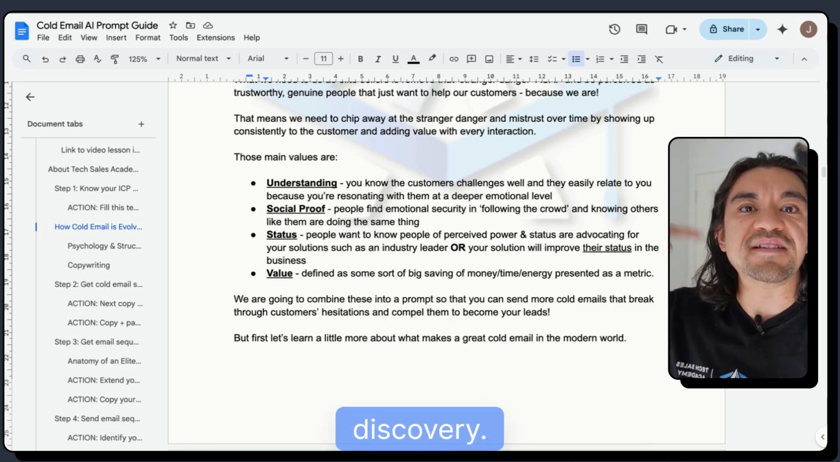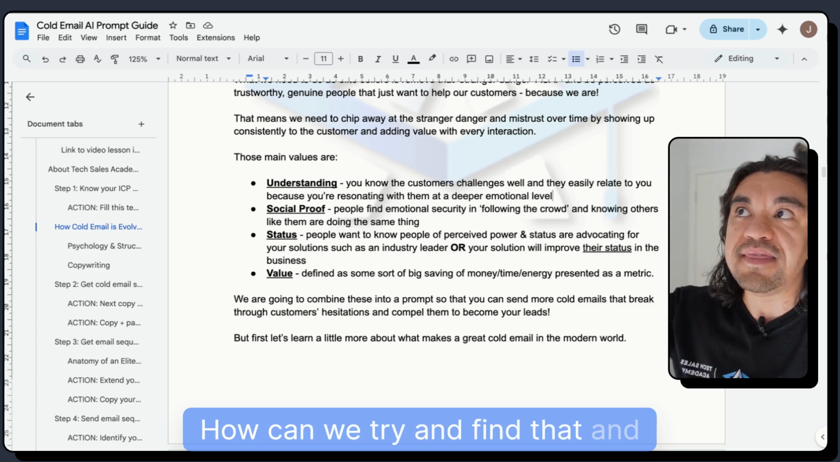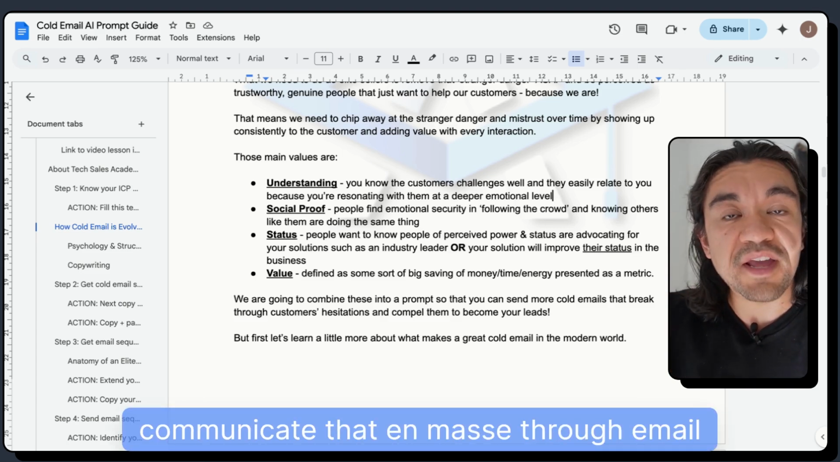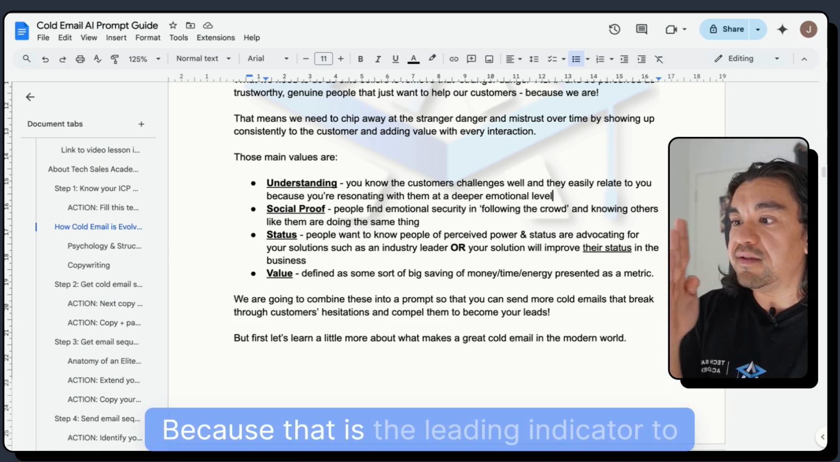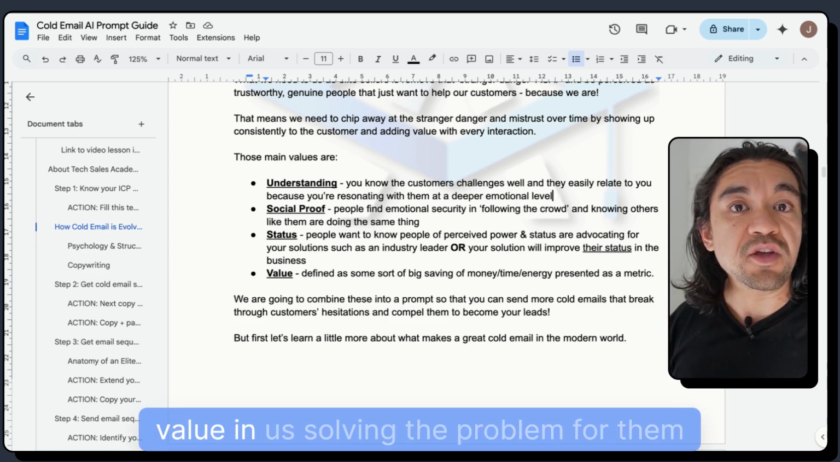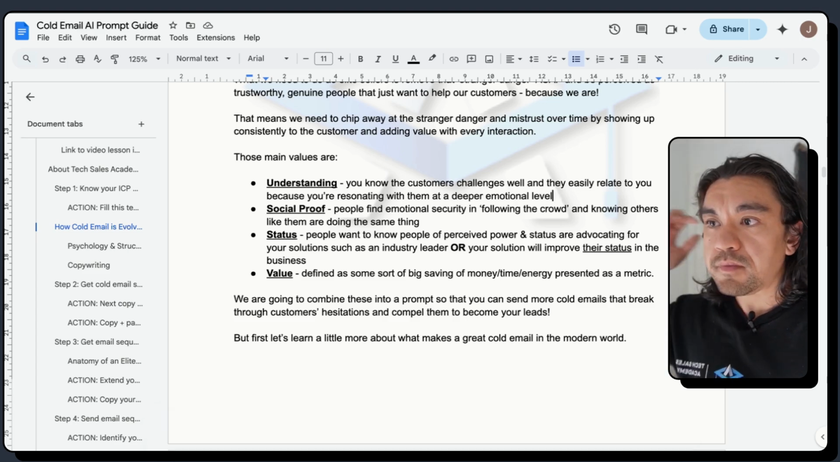That's what we're uncovering in discovery. Those pain points, those emotional triggers. How can we try and find that and communicate that en masse through email, and then double down on that through the sales process, because that is the leading indicator to value in us solving the problem for them, if we can resolve that emotional pain.